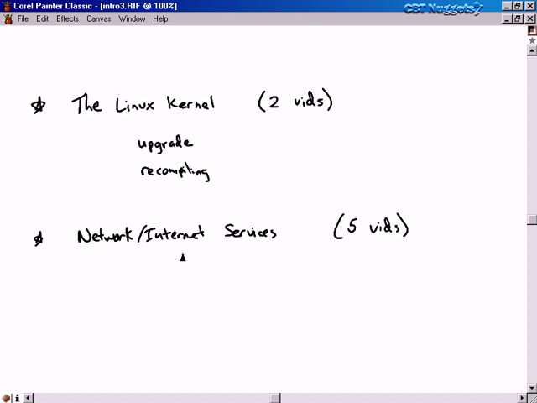So we start by talking about NFS, which is the network file system. We talk about Apache, which is probably the most popular web server on the internet today. We talk about mail services for a video. So we talk about setting up an SMTP server. We talk about using POP3 servers. We talk about the various email clients that are available to you in Linux.